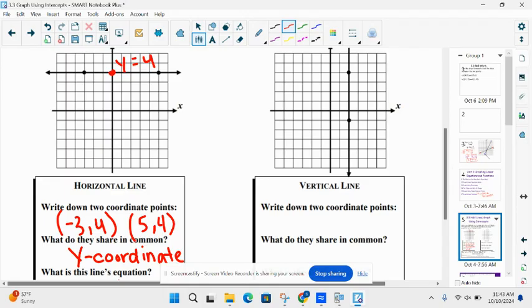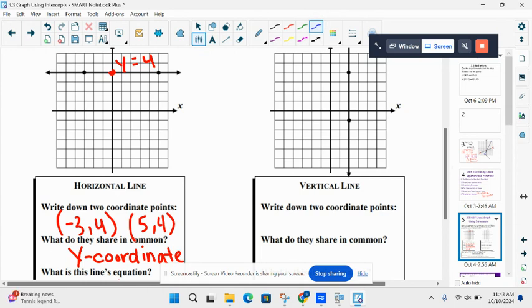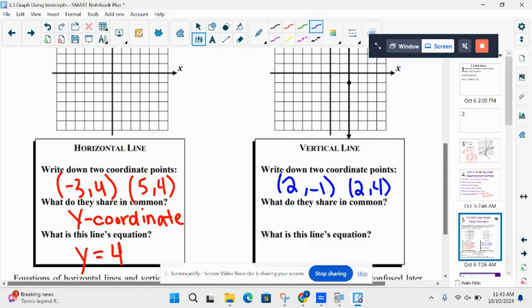For our vertical line, the two coordinates are 2, -1 for the bottom one. And then the one above it is at 2, 4. So here the thing they share is the x coordinate.